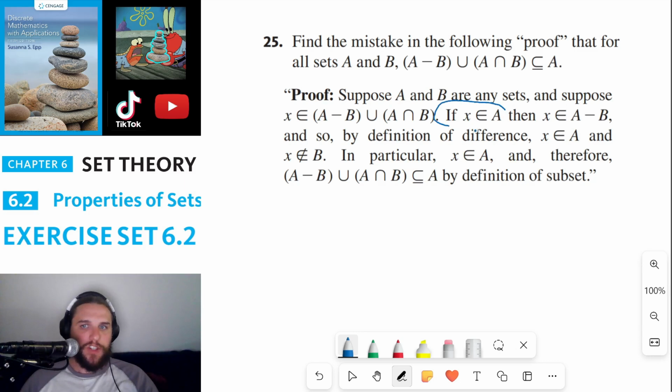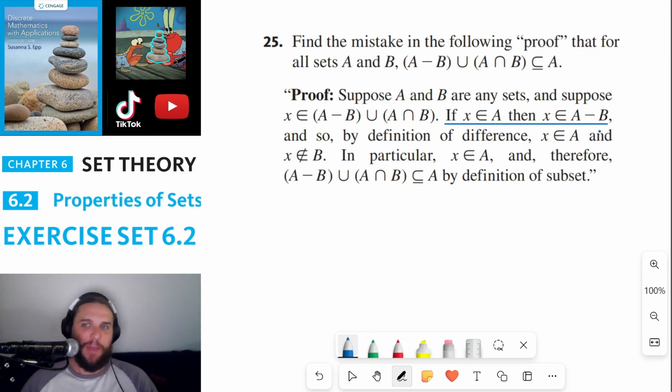Number one, we're saying if X is an element of A, but we shouldn't be making any if-then statements where X is an element of A is the if part, because we want it to be the then part. So who cares what happens if X is an element of A? We're trying to justify this.